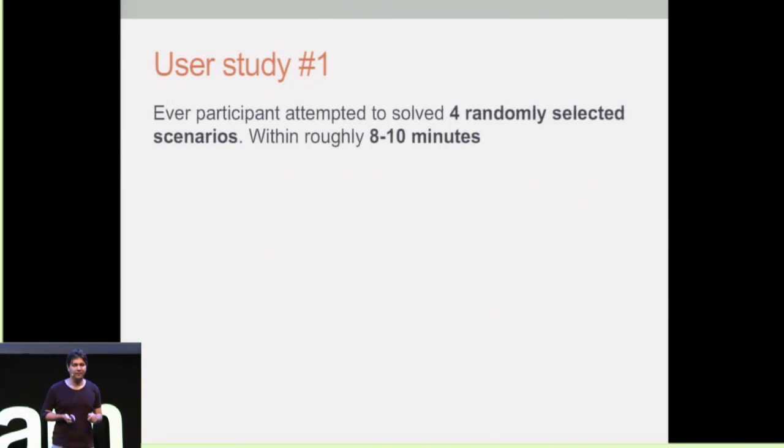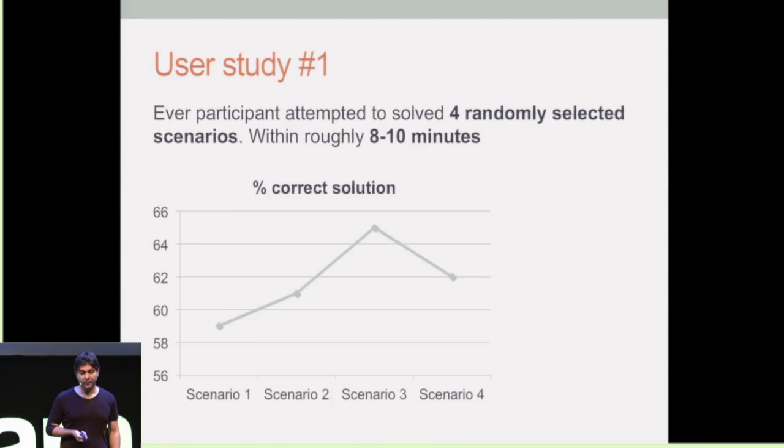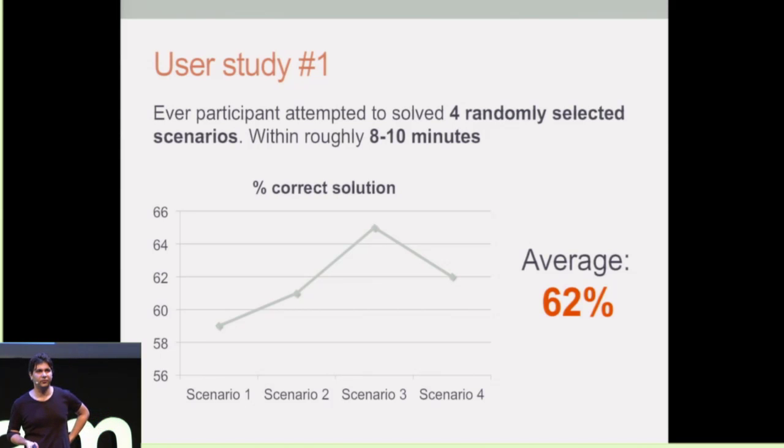What happened in the study is that every participant did 4 randomly selected scenarios out of the 16, all within 8 to 10 minutes. We didn't force them to do it in 8 to 10 minutes, but that's the time it took them. What we found out first is that by the first scenario, around 59% could find the correct solution. By the second one, it was about 60%. By the third one, it was 65%. By the fourth one, they were a little bored, and it dropped down to 62%. The average for all was 62%, and take into account that this was only after 10 minutes, and after only 4 exercises.